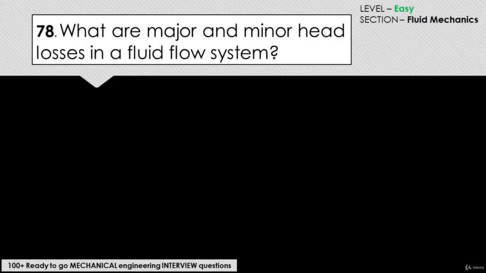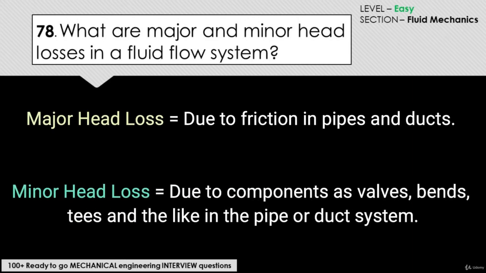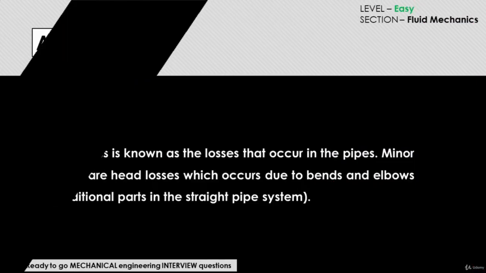What are the major and minor head losses in a fluid flow system? The major head loss would be head loss or pressure loss due to friction in pipes and ducts. Minor head losses can be the pressure loss or head loss due to components such as valves, bends, tees, and the like in the pipe or the duct system.